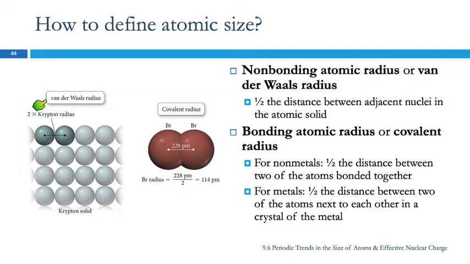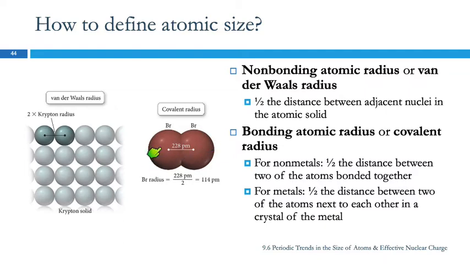What's called the van der Waals radius, and you don't need to remember which of these is which. I'm just going to show you a little bit what the difference would be. Van der Waals radius, also called a non-bonding radius. So if you have an atomic solid like krypton, you can look at the distance between two nuclei, which is measurable, and say, well, the atom size is half of that. The radius of the atom is half of that.